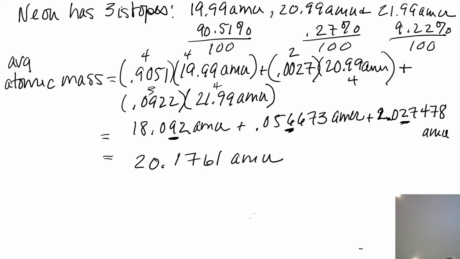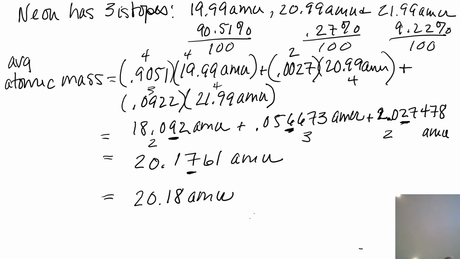Now I have to follow the rules for adding and subtracting with respect to determining the sig figs in my final answer. And that is based on the least number of decimal places. This has 2 decimal places, this has 3, this has 2. So I'm permitted 2 decimal places in my final answer. So final answer is 20.18 atomic mass units. So please remember, sig figs matter. You will lose points if you don't give the correct number of sig figs.